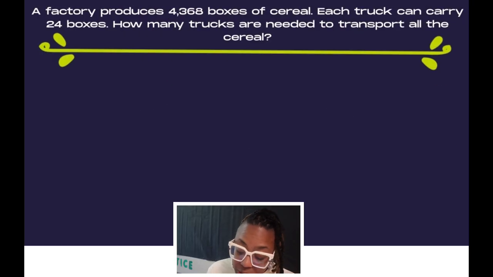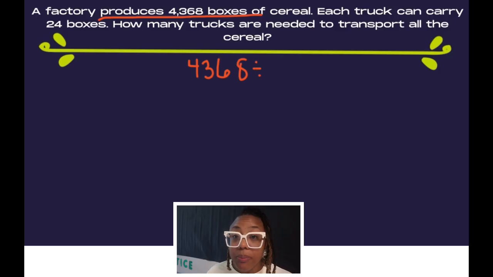It reads, a factory produces 4,368 boxes of cereal. Each truck can carry 24 boxes. How many trucks are needed to transport all the cereal? So do my rereading. A factory produces 4,368 boxes. So that seems like a total. So that's what I'm going to start my division sentence with.